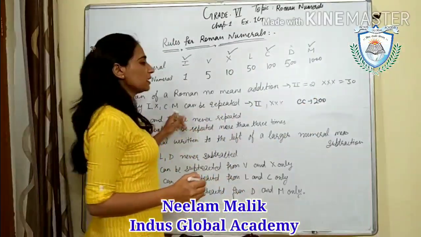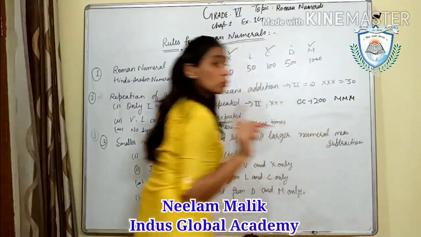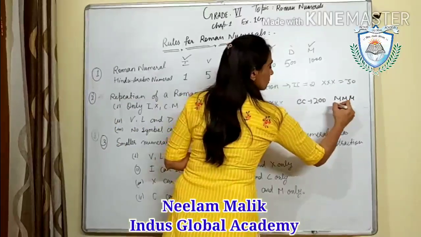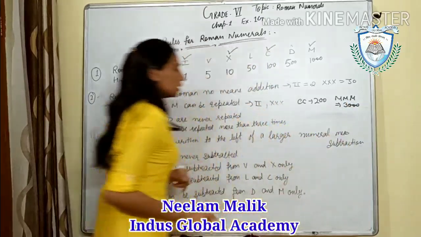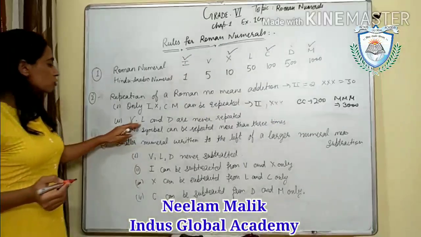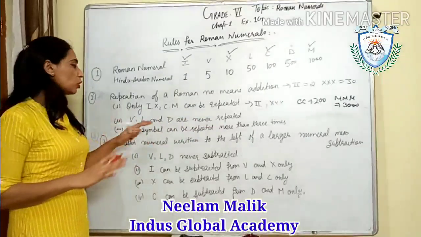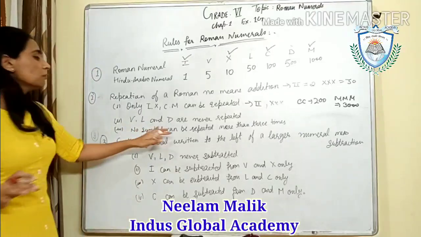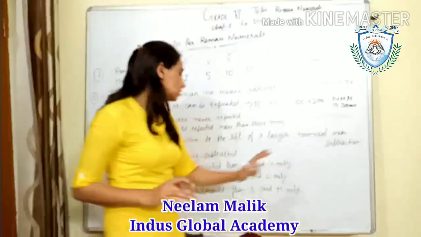And next we can repeat M also, but not more than 3 times. So here, what is this? This means 1000, 2000, 3000. Next rule: we will not repeat the other symbols, which means we will not use them more than once. No symbols can be repeated more than 3 times. I told you, not more than 3 times.